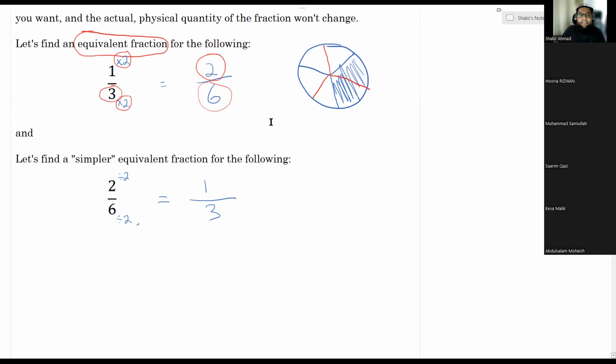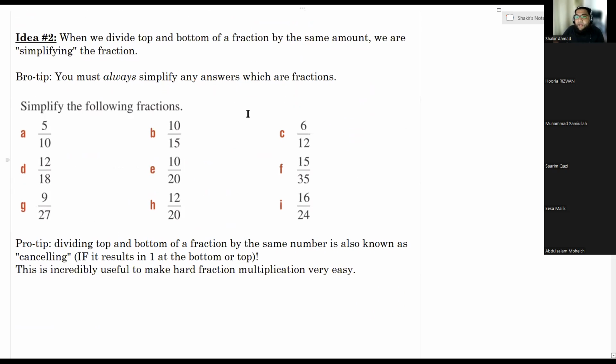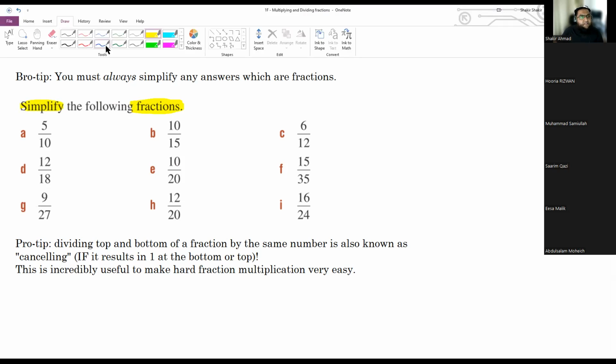Now, extending this idea is idea number 2. When you divide, not multiply, but when you do divide the top and bottom of a fraction by the same amount, we are simplifying the fraction. That's what we call it. So if a question says, simplify the following fraction, simplifying a fraction means divide top and bottom by the same amount to get a smaller fraction.